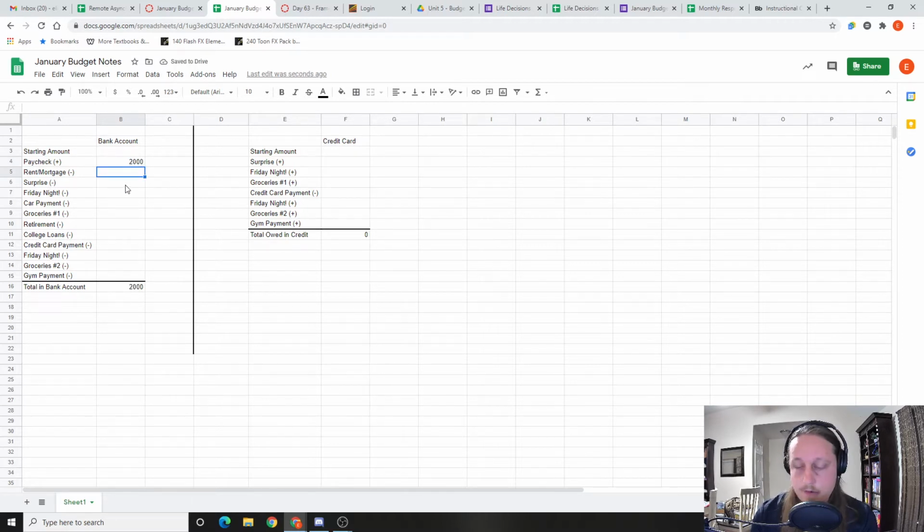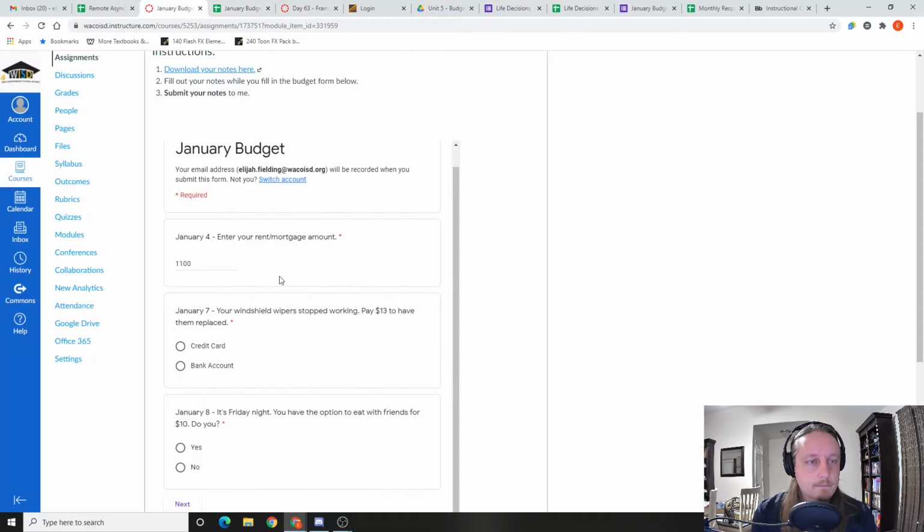Now that's going to be leaving me. So see this little minus sign? I need to put minus $1,100. I'm losing that amount. And see, I've already only got $900 because I spent $1,100 on my rent. I only have $2,000. I'm down to $900 for this month. Okay. All right, so let's keep going.